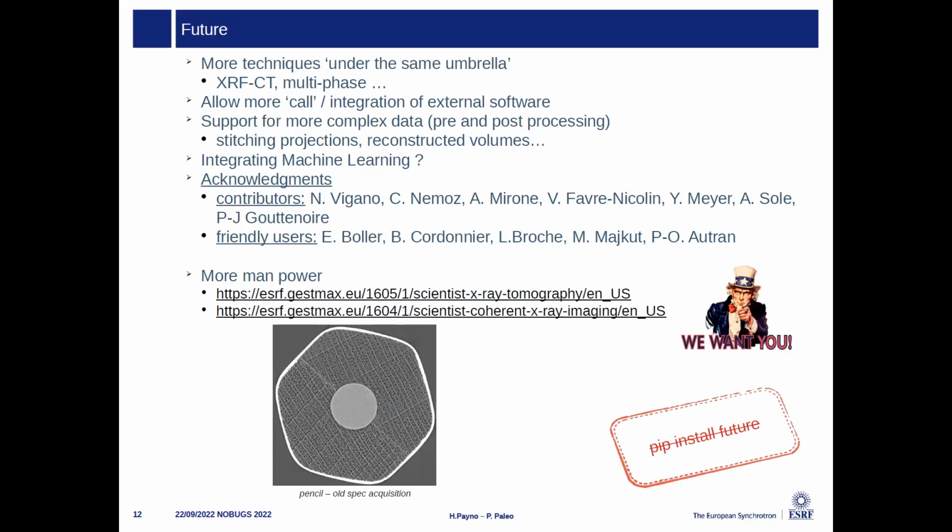Then let's talk about the future. What do we want to do? I guess we have the same plan, like adding fluorescence, multi-phase, and also ensuring more connection with other software like PyMCA, for example. Handling also more complex data: the work that we are doing now allows stitching projections and reconstructed volumes. We might also integrate some machine learning. This is Nicolas, who is looking into it for denoising.